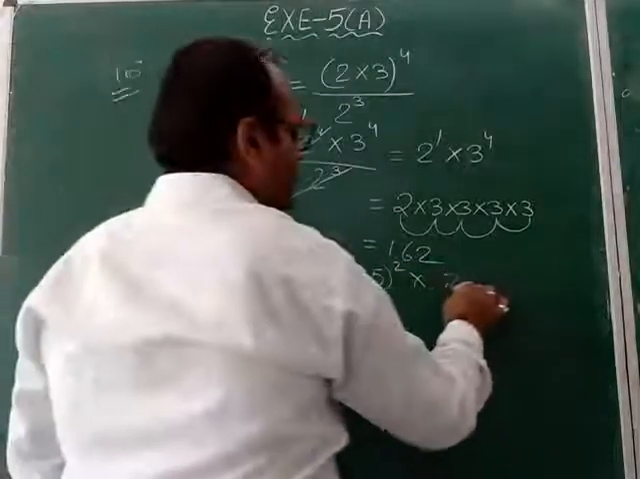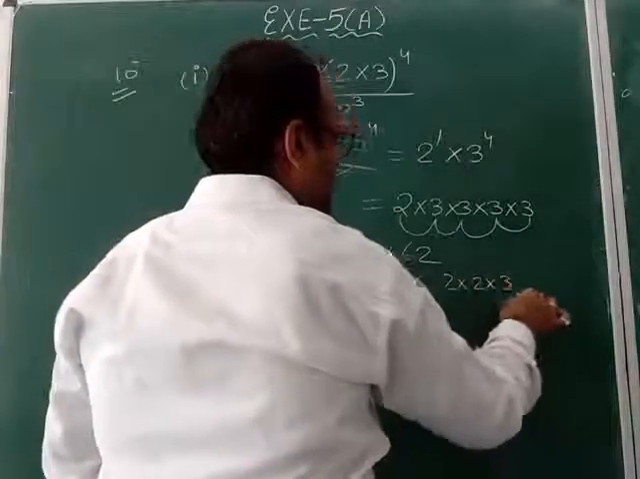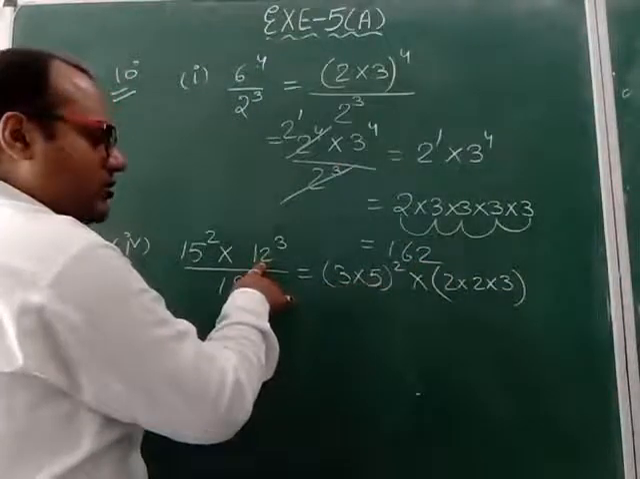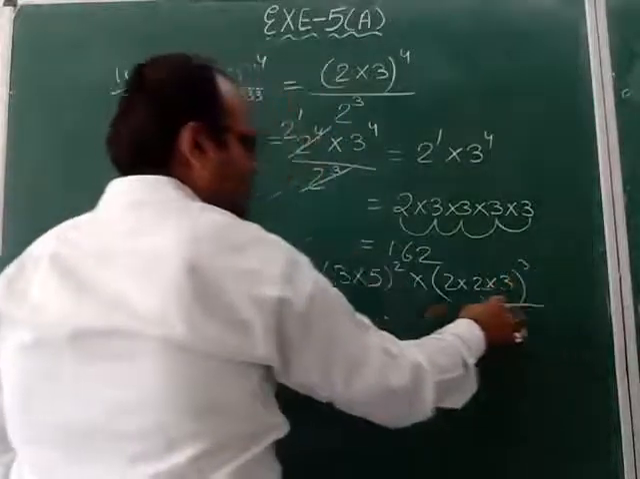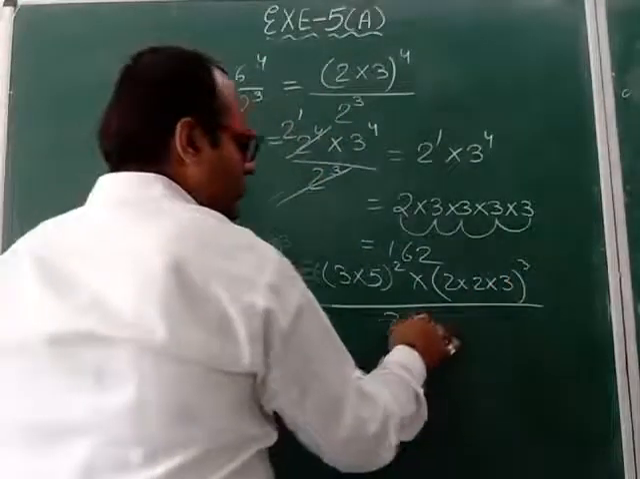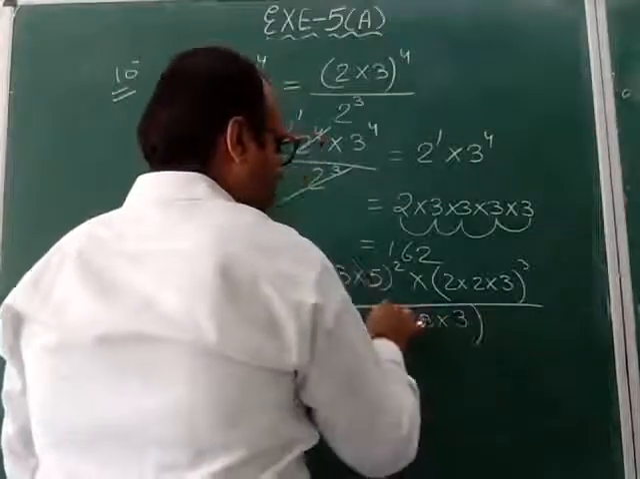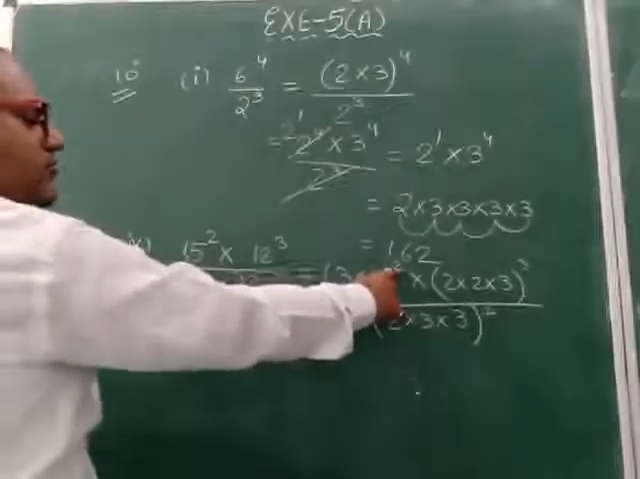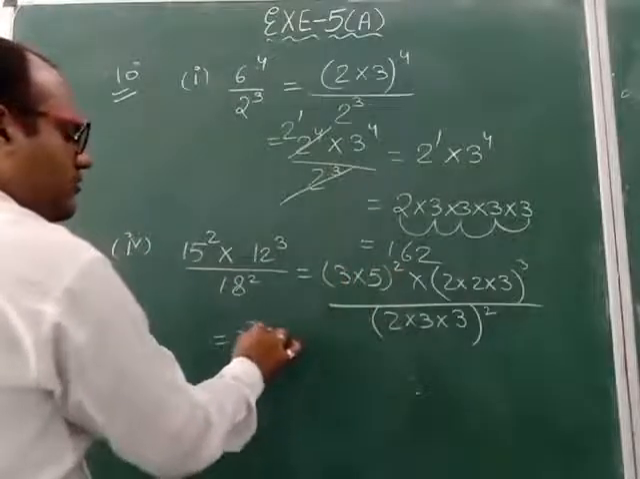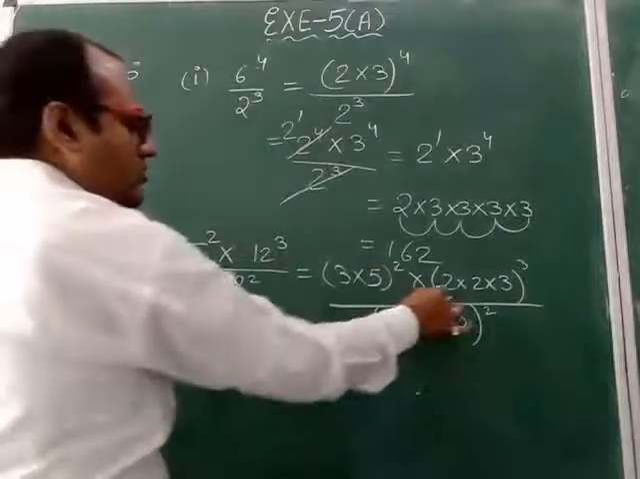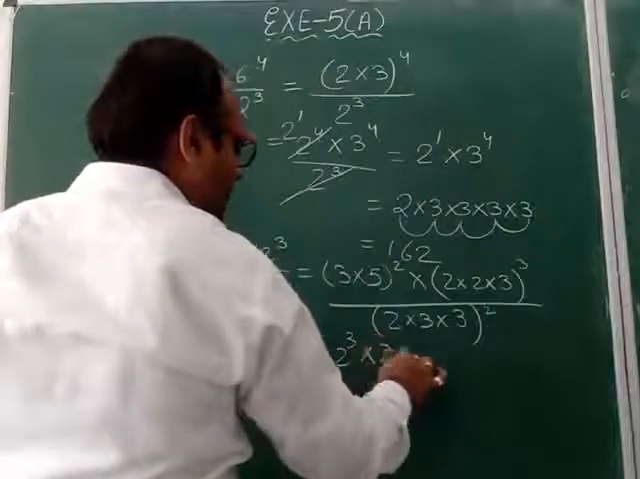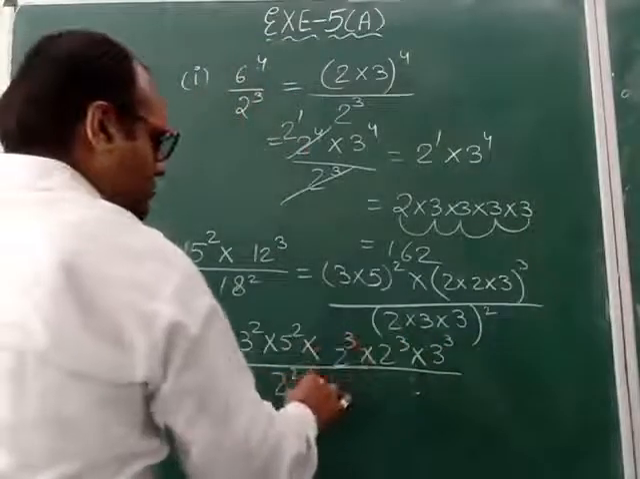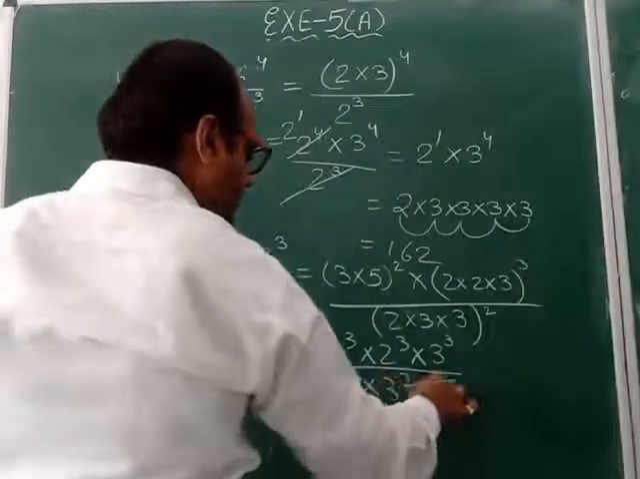12 means 2 multiply 2 multiply 3. This is 12. Power 3 we will write as it is. Upon 18 means 2 multiply 3 multiply 3, whole power 2. Next step, this power we have to take on both the numbers: 3 power 2, 5 power 2, 2 power 3, 2 power 3, 3 power 3 upon 2 power 2, 3 power 2, 3 power 2.